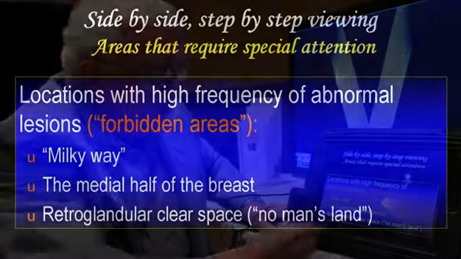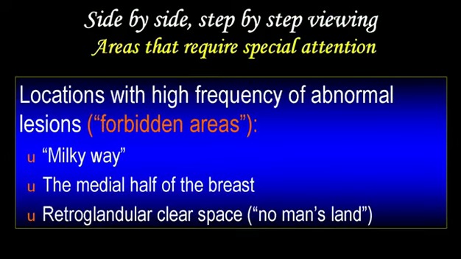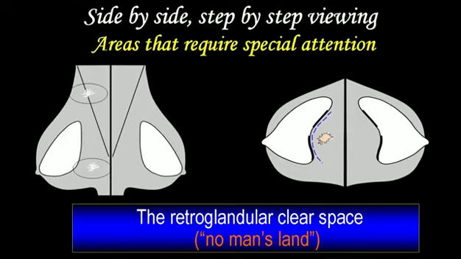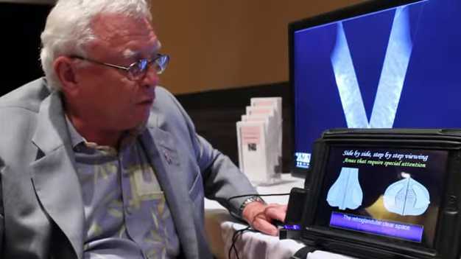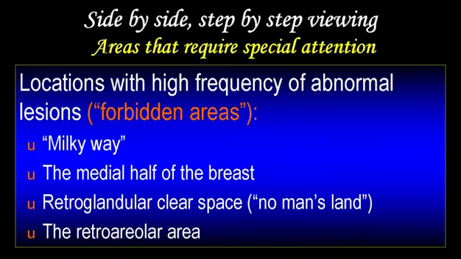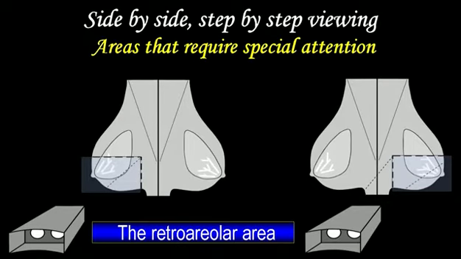And then the third out of the 4 forbidden areas is the retroglandular clear space, where we should only expect adipose tissue. If we find asymmetric density, stellate lesion, circular lesion, then we have to work it out. And then the fourth, the last one, is the area behind the nipple. Just about 1 to 2% of the cancers are localized here, but it is very important to detect and remove those cancers. This is the foundation for the masking technique.